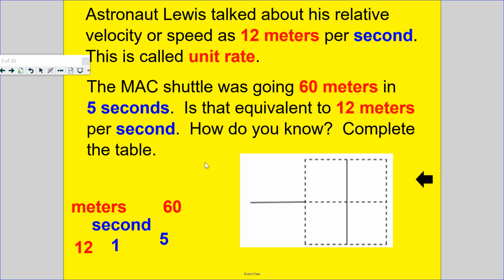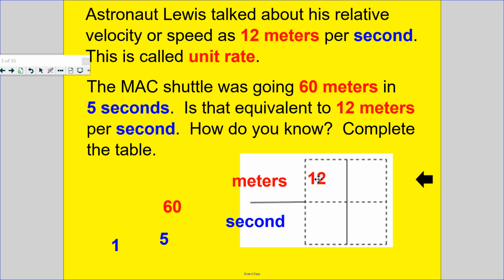How do you know? We're going to complete this table. So how would I label this table? What do you think? Well, put meters here. We put seconds here. So 12 meters per second. How many seconds is that talking about? 4 seconds? 5, 8? Per second is talking about for every second, for every 1 second, for each second. So it must be 1 second.